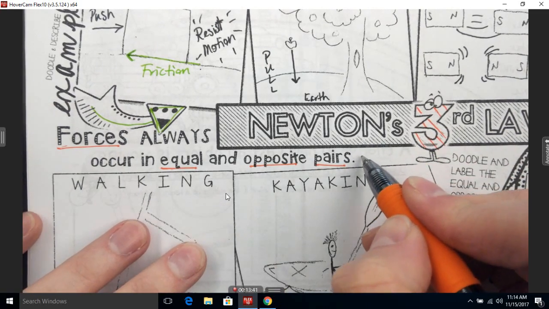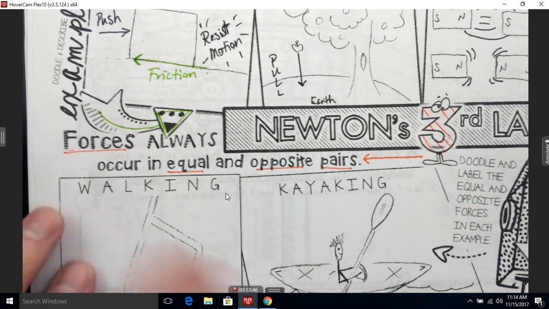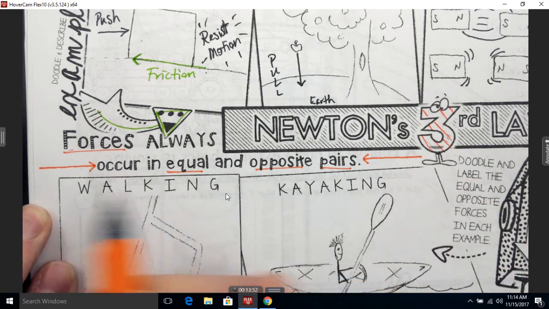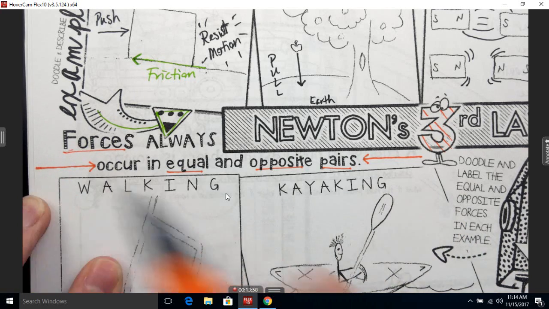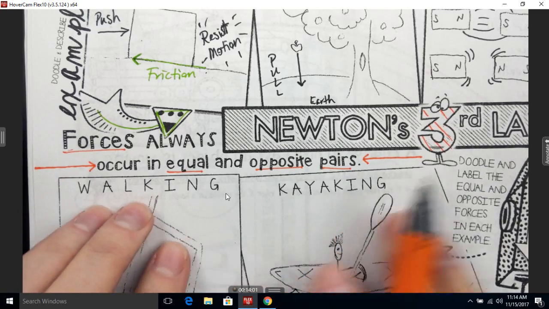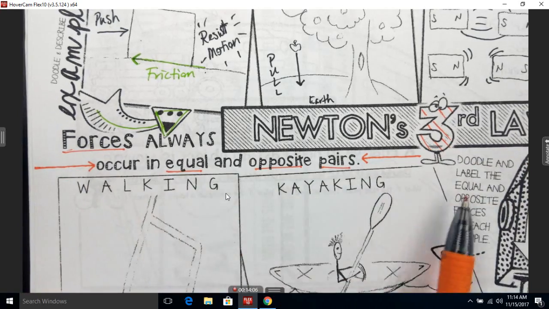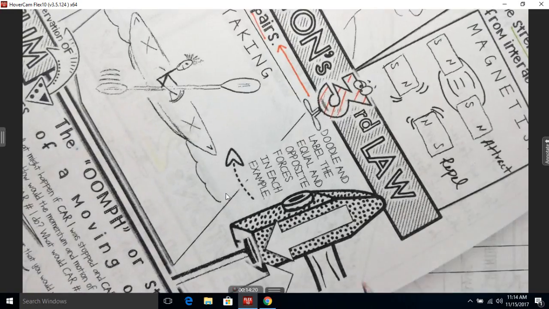So I want to draw an arrow right here. And I want to draw another one right here. And I want them to be the same size, because I'm showing you they're equal, but he's to the left and he's to the right, so they are opposite. Equal and opposite. Okay? Does that make sense? Anybody have a question? All right, so let's break this one down first. How does this work?